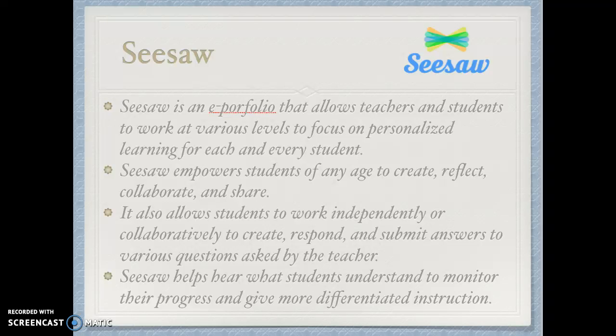Seesaw is an e-portfolio that allows teachers and students to work at various levels, focusing on personalized learning. Personalized learning is a big component right now in our district, focusing on different learning management styles, e-portfolios, flexible seating, and things like that. Seesaw empowers the student of any age to create, reflect, collaborate, and share. It also allows students to work independently or collaboratively to respond or submit their answers to the teachers. And it helps hear what students understand and to monitor their progress and give more differentiated instruction.